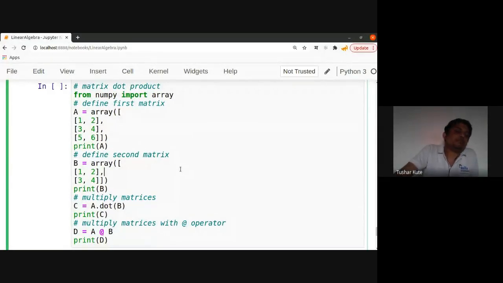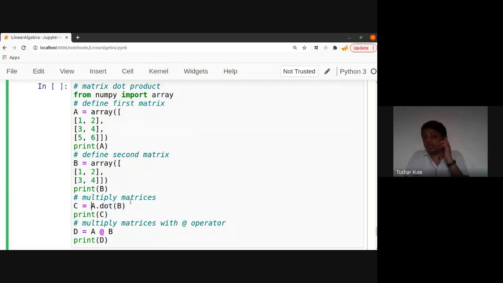Now see, here I created two different matrices. You can see this one. As I told, the number of columns in the first should be the number of rows in the second. For example, for A I have 1, 2, 3, 4, 5, 6. Here the number of rows is 3 and the number of columns is 2. For B, the number of rows is 2 and the number of columns is also 2. And then we multiply it: A dot B. So A multiplied by B.